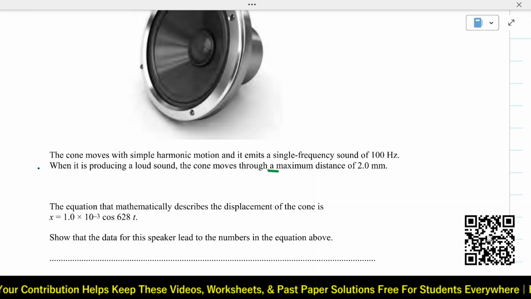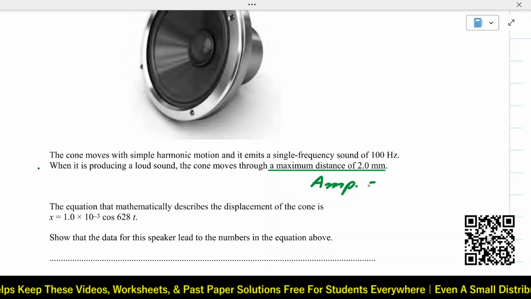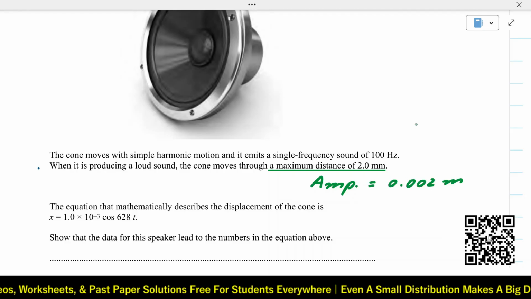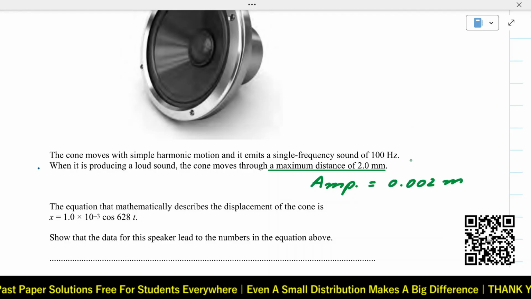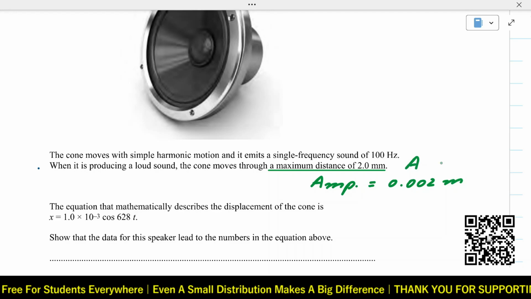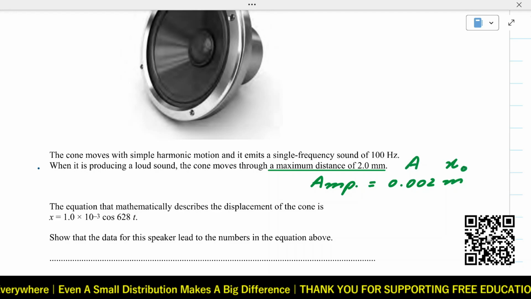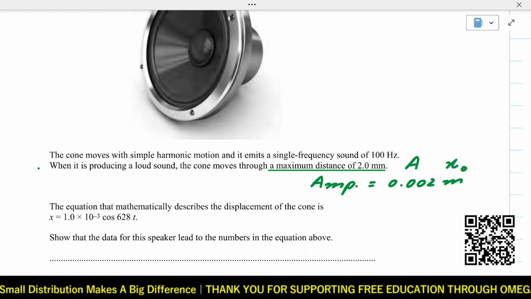So what is that 2 millimeters? Can I say that is the amplitude? You can write this either by A or by x naught. It doesn't make a difference.